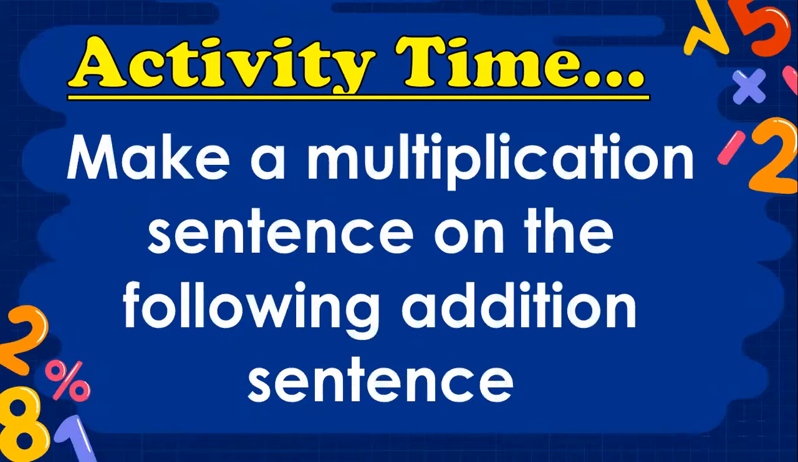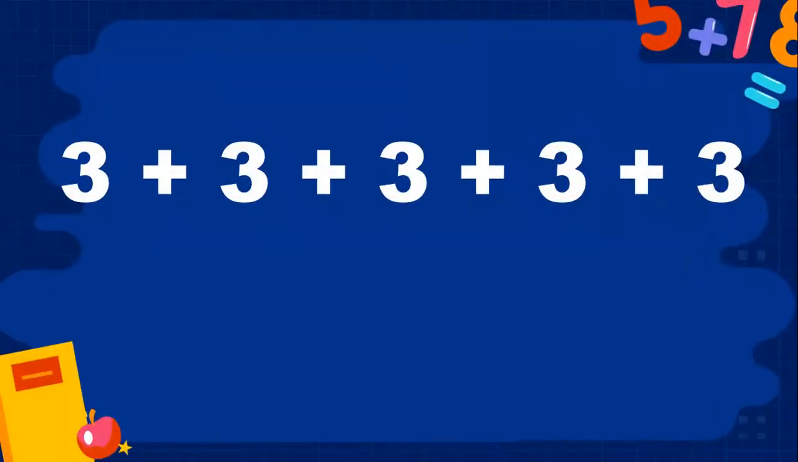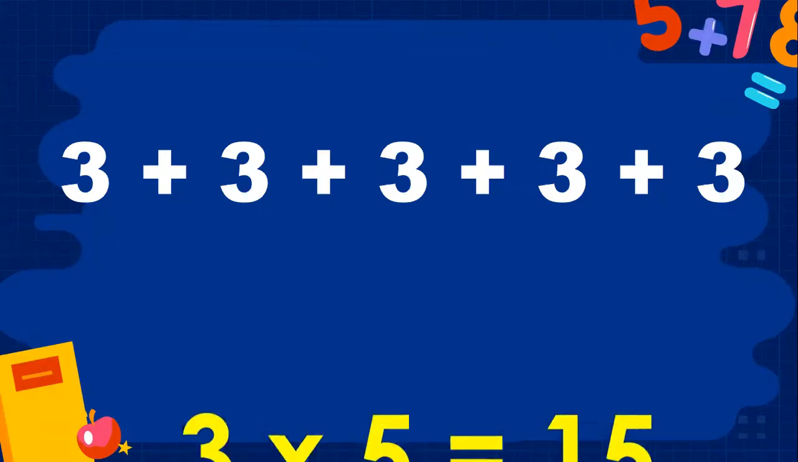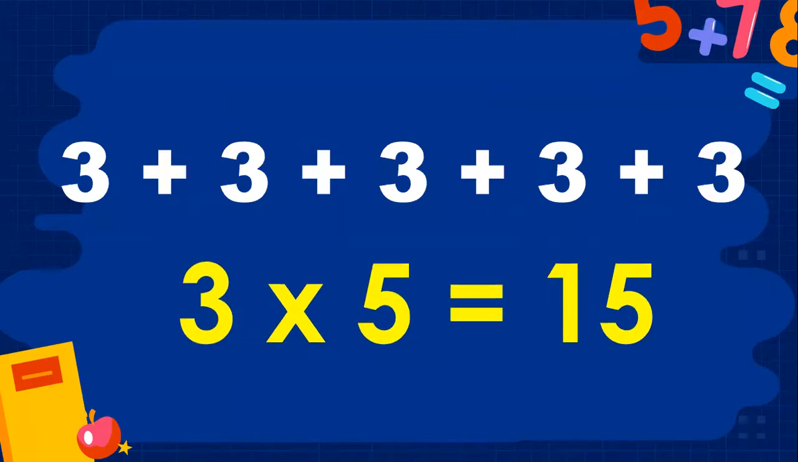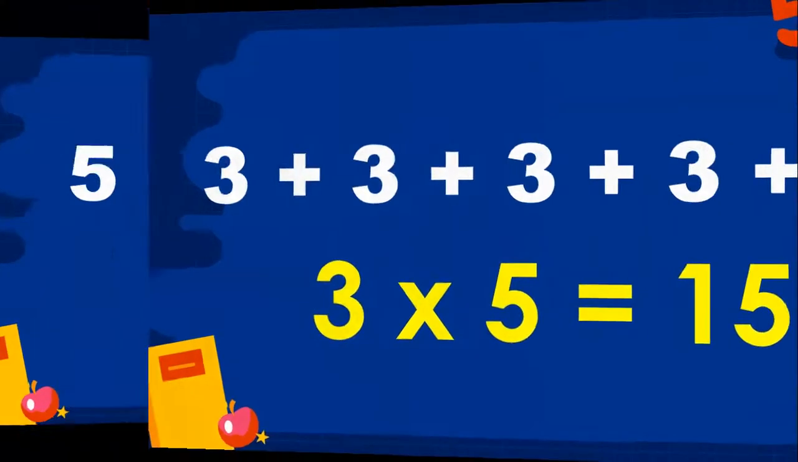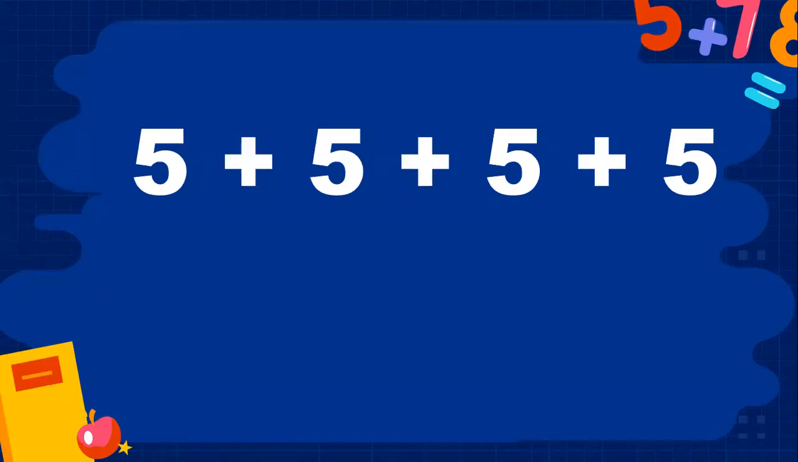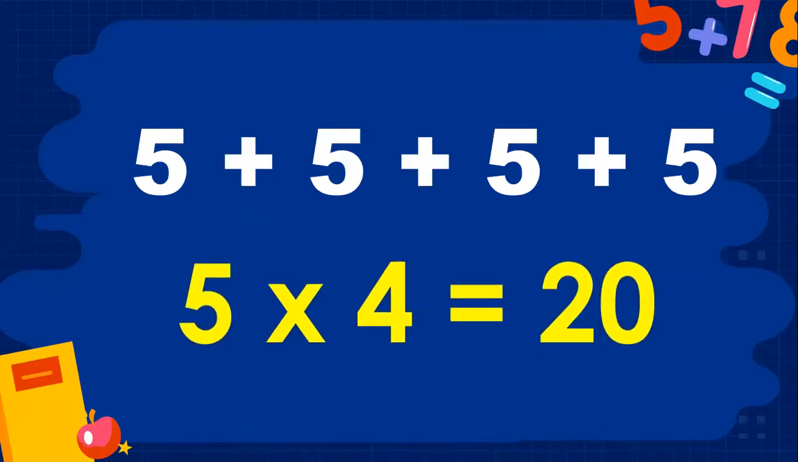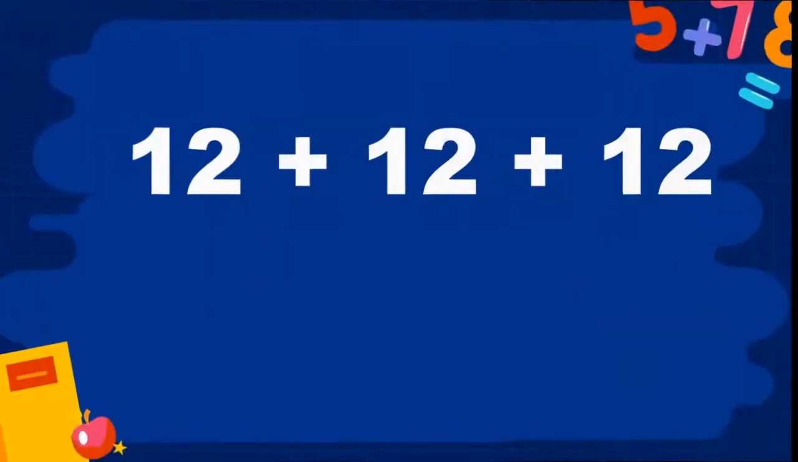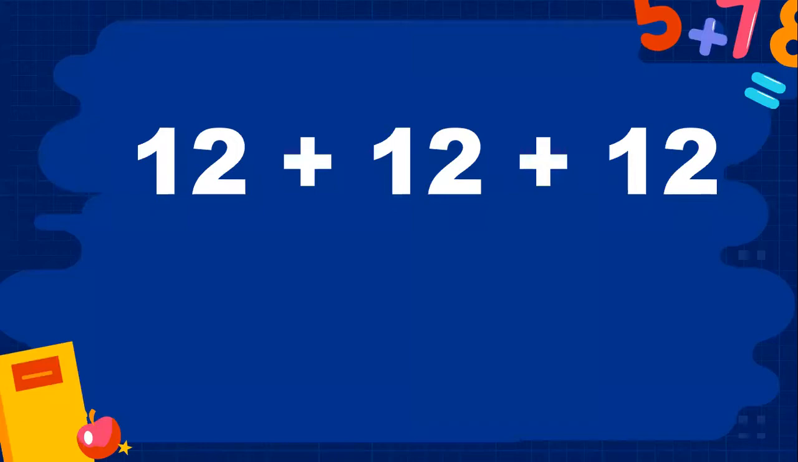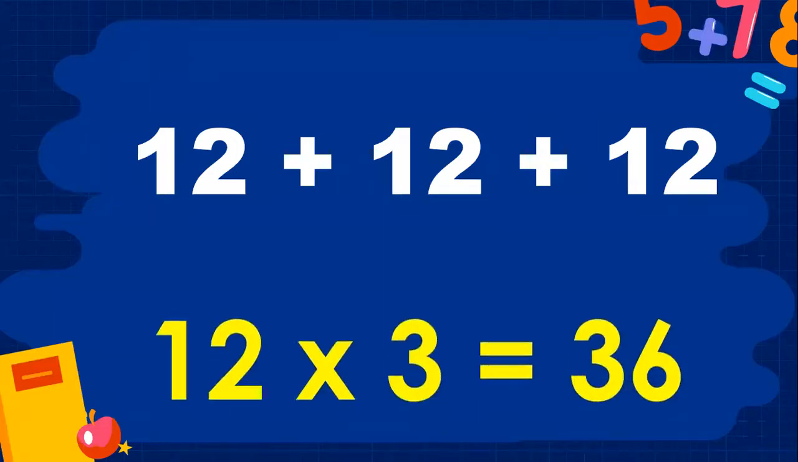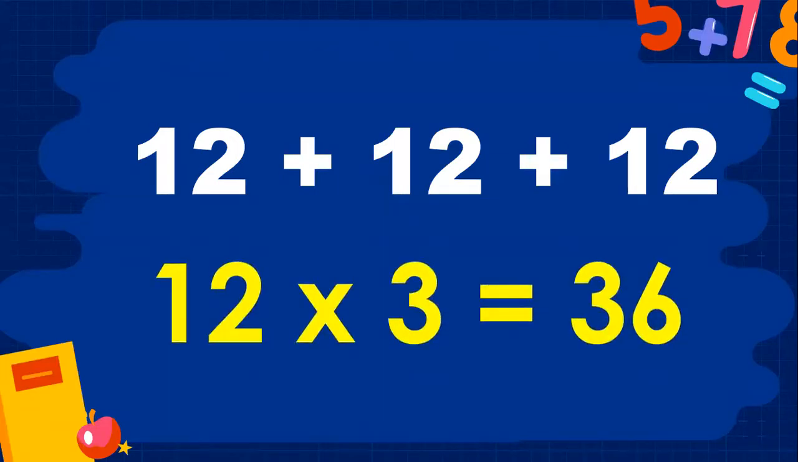Okay, another, make a multiplication sentence for the following addition sentences. 3 plus 3 plus 3 plus 3 plus 3. The multiplication sentence is 3 times 5 equal to 15. Another one, 5 plus 5 plus 5 plus 5. The multiplication sentence is 5 times 4 is equal to 20. Another one, 12 plus 12 plus 12. The multiplication sentence is 12 times 3 is equal to 36.